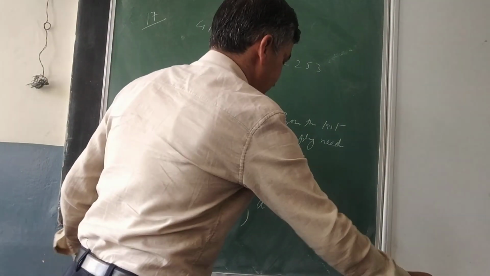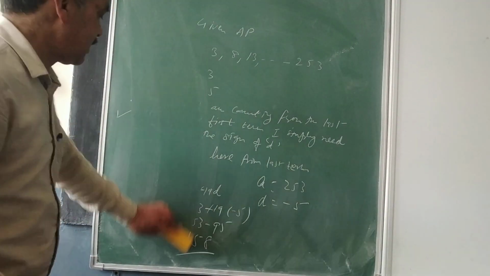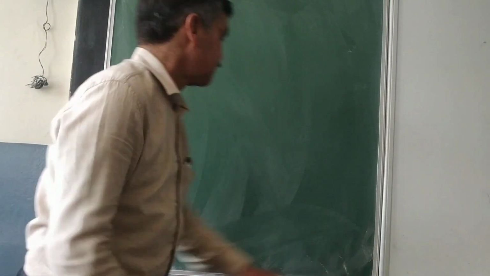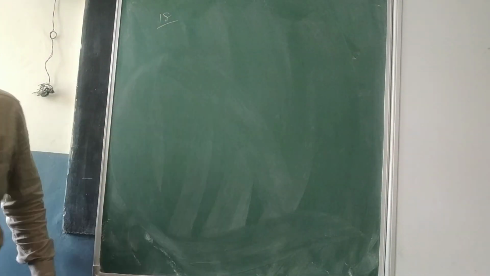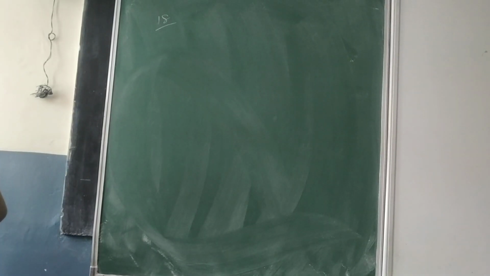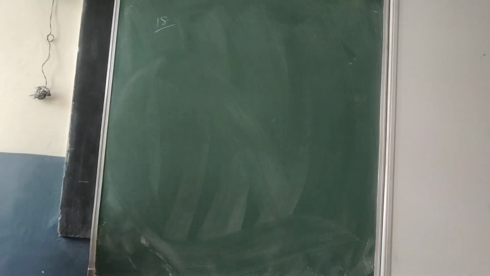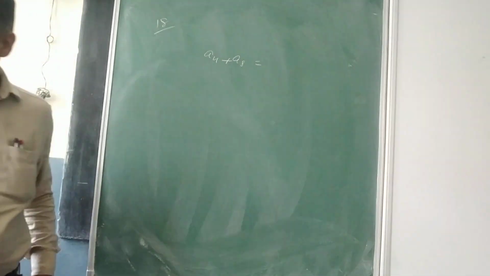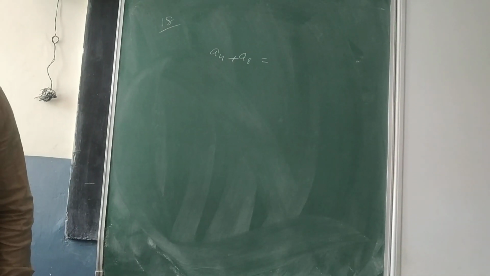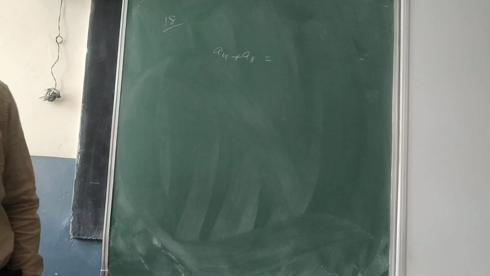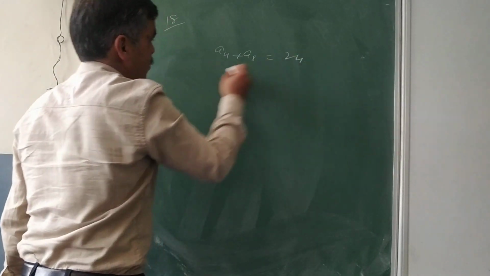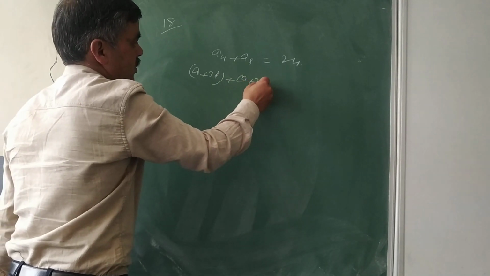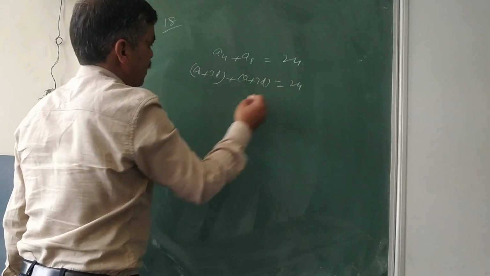Then your next question number 18 is, the sum of the 4th and 8th term of an AP is 24. So write down the information. The sum of A4 plus A8 is given equal to 24. Sum of the 4th and 8th is 24. So this is A plus 3D, this is A plus 7D, is equal to 24.